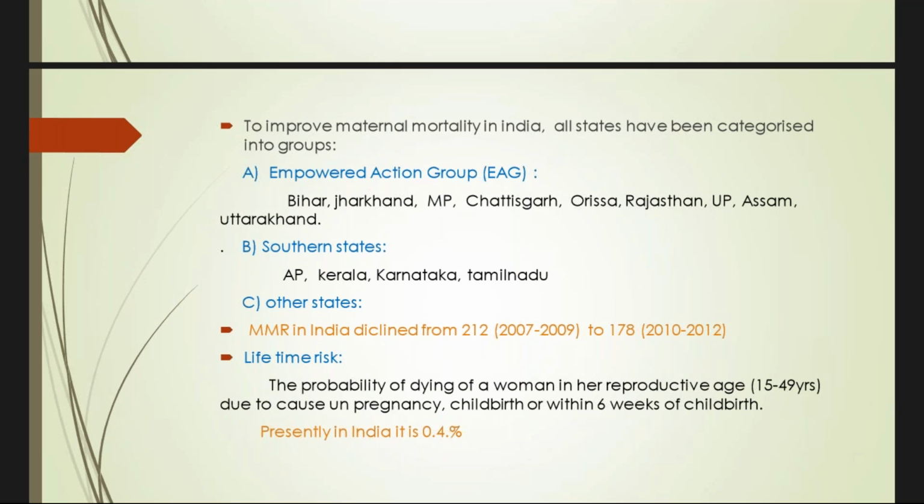So maternal mortality has decreased from 2007 to 2019. It's 212. In 2010 to 12 it is 170. It is decreasing. Lifetime risk is the probability of dying of a woman in her reproductive age of 15 to 49 years due to causes in pregnancy, childbirth, or within 6 weeks of childbirth, meaning the puerperium. Presently in India it is 0.4%.